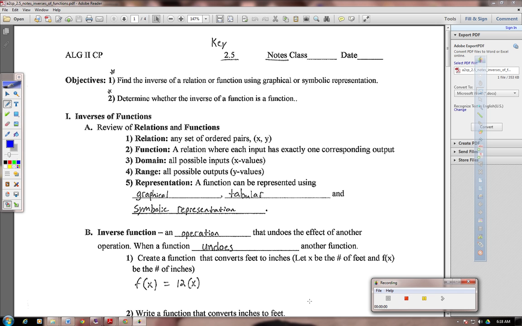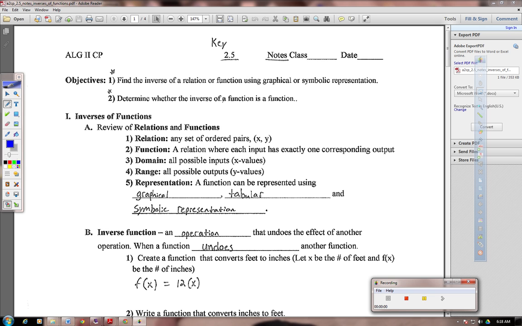Today, we are going to spend the majority of the day reviewing and refining those skills to determine the inverses of functions. What are we really trying to do here? It comes off our 2.4 and 2.5 notes. It's right up at the top. We're trying to find the inverse of a relation or a function, right? We have graphical, symbolic notation. That's what we're using here. You could also use tabular, but we're not choosing that method.